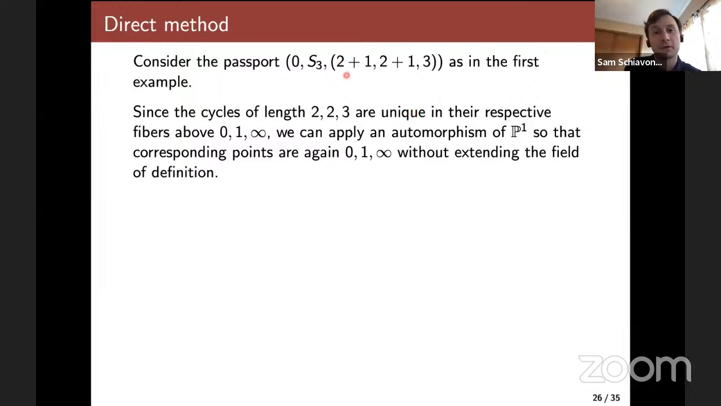So for instance, if this fiber were 2 plus 2, then it wouldn't necessarily be the case that these points were defined over Q. But since this has a unique ramification index in its fiber, it must be fixed by the action of the absolute Galois group, which means that it's defined over Q. So that's why we're able to take this automorphism of P1, this Mobius transformation, with entries in Q, without extending the field of definition.